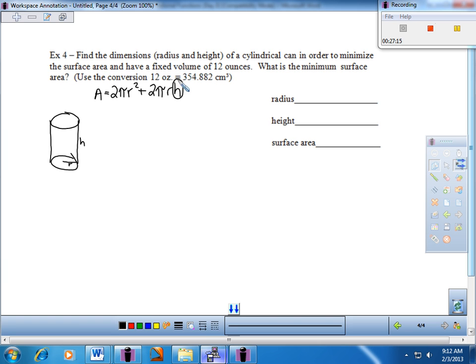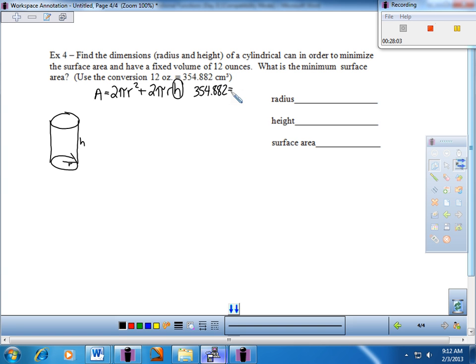And so let's go into our second quantity. We need to minimize surface area, but we do have a fixed volume. And so the fixed volume here is 12 ounces, which is this many cubic centimeters. Again, guys, I hope you're aware that our radius is going to probably be in centimeters. Our height's going to be in centimeters. So just to keep everything perfectly connected there, 12 ounces is this many cubic centimeters. So there we go.